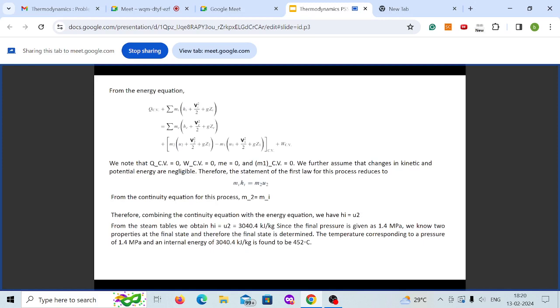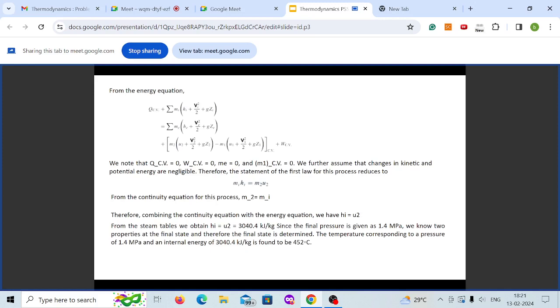So Me, exit mass, and it will also have some enthalpy, potential energy and kinetic energy, plus the change in energy of the control volume. So M2 into U2 plus V2 square by 2 plus Gz2, that is the energy possessed by the system at state 2, so at the end of process, minus the energy at state 1. So M1 into U1, internal energy plus kinetic energy and potential energy.